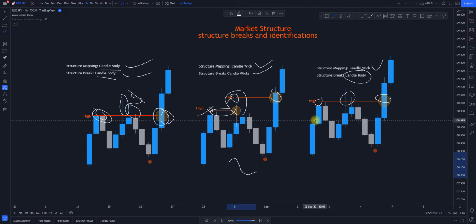You just have to backtest them all to see which one works for you and which one doesn't. With these types of structure breaks, you need to identify which one you feel comfortable trading with, and which one you don't feel comfortable trading with. You just have to leave all of it.